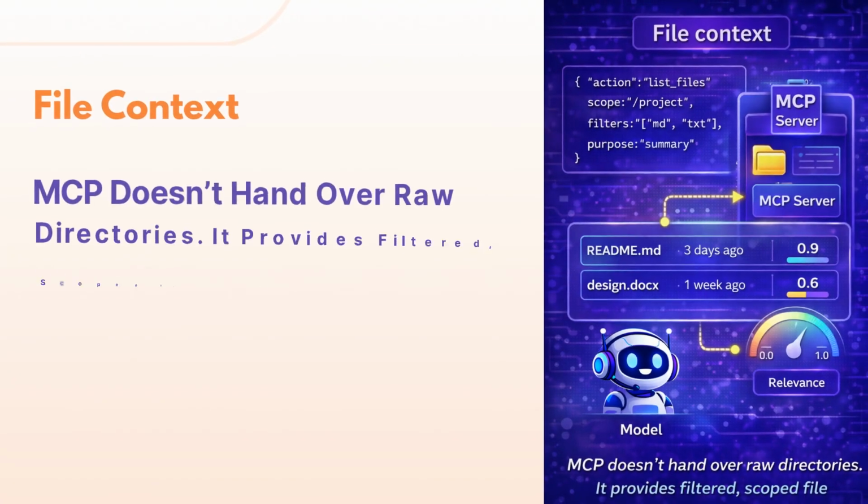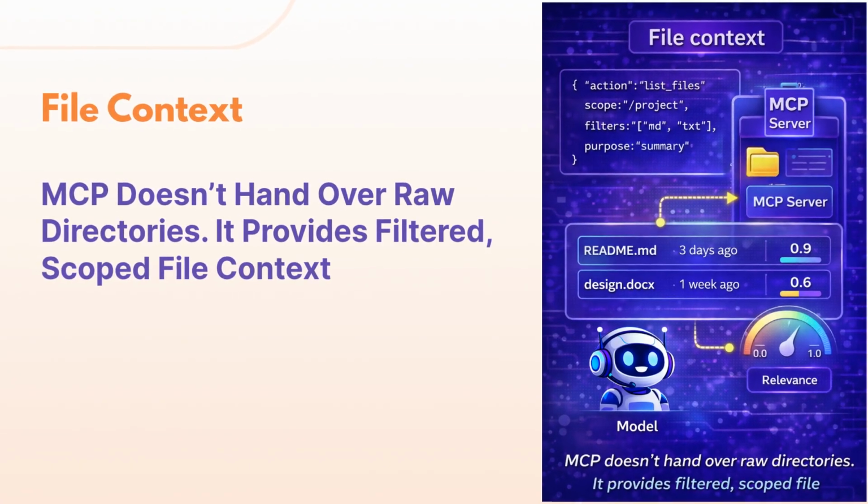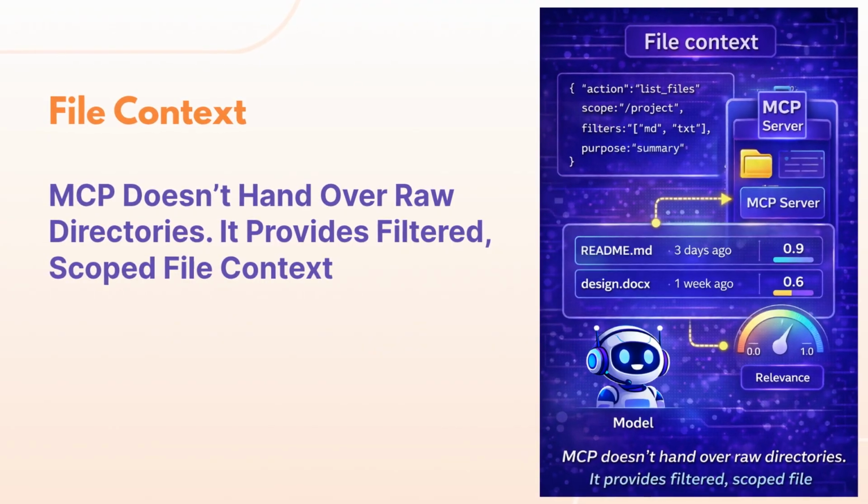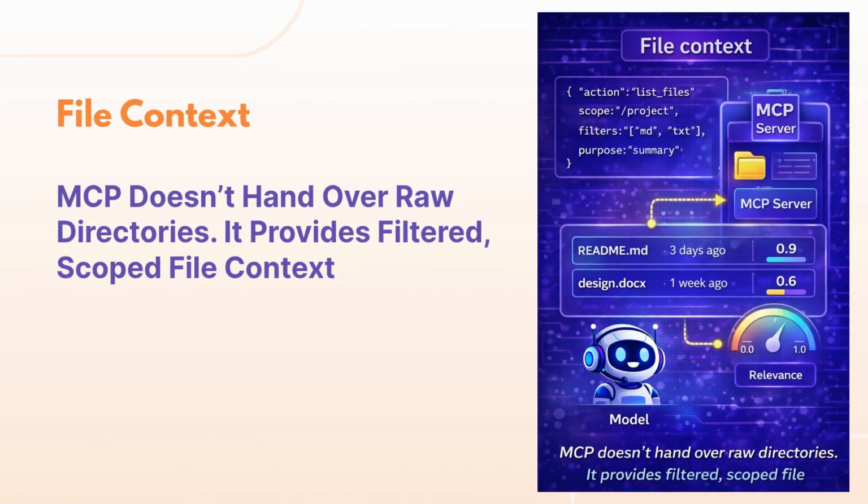File context. MCP does not hand over raw directories. It provides filtered, scoped file context, the files that matter with metadata and summaries as needed.